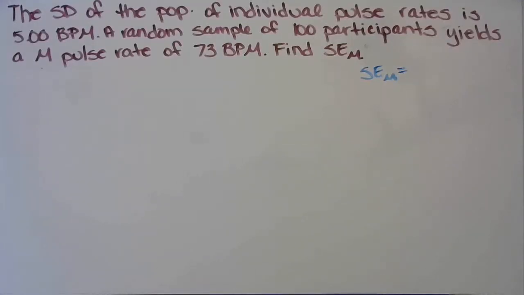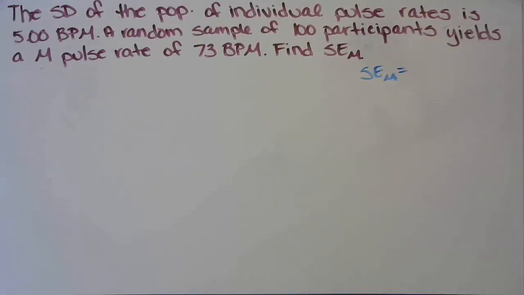Let's get started. The standard deviation of the population of individual pulse rates is 5.00 beats per minute. A random sample of 100 participants yields a mean pulse rate of 73 beats per minute. Find the standard error of the mean. So first off, what do we need? We need to find the standard error of the mean.